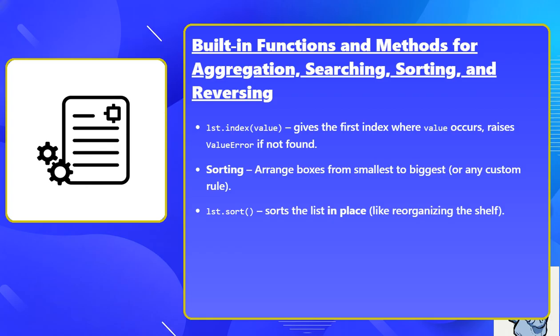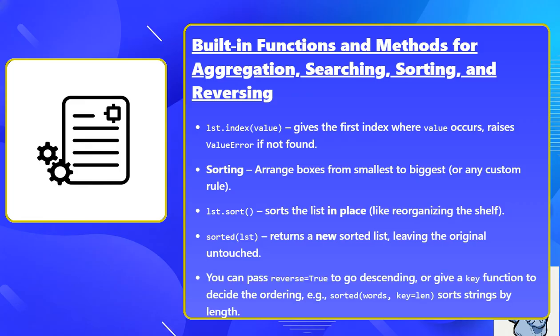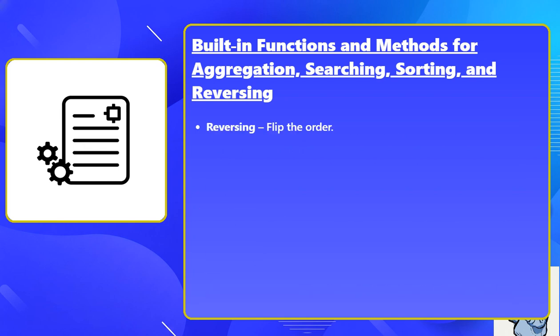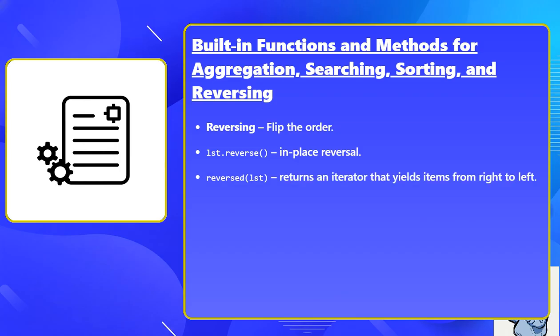lst.sort() sorts the list in place, like reorganizing the shelf. sorted(lst) returns a new sorted list, leaving the original untouched. You can pass reverse=True to go descending, or give a key function to decide the ordering. For example, sorted(words, key=len) sorts strings by length. Reversing, flip the order. lst.reverse() is in-place reversal. reversed(lst) returns an iterator that yields items from right to left.